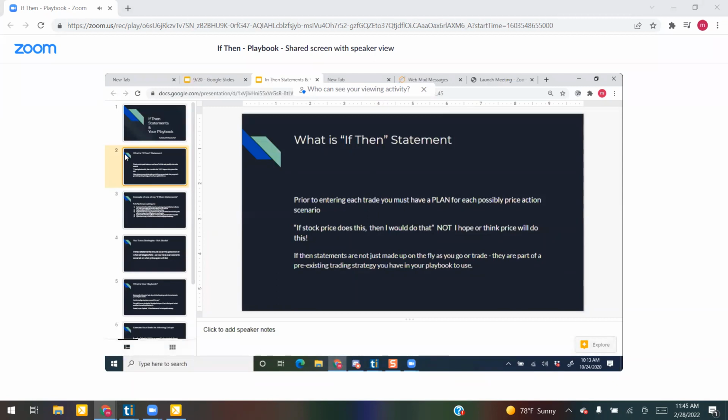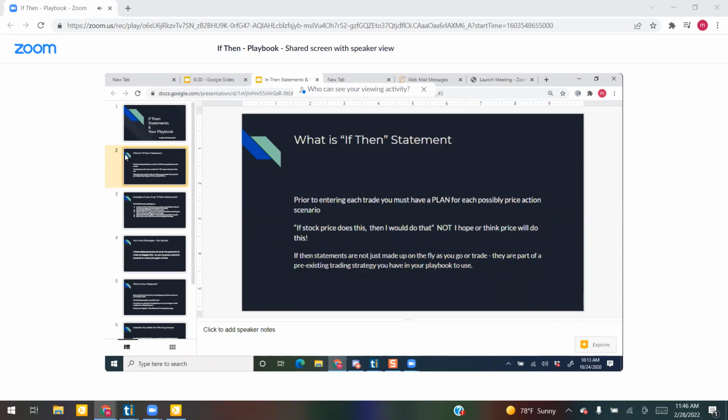All right, so what an if-then statement is, prior to entering the trade, is coming up with an action plan for every price action scenario that will take place, so you are not caught off guard, so that you actually know what and where you're going to be doing something. If the stock is going good for you, if the stock is going bad for you, or if it's going good and then it starts going bad, how you react.